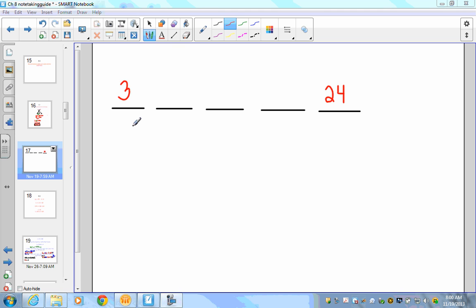For my next problem, I'm dealing with a situation where I have a sequence with my very first number, which is n of 1, and then n of 2, 3, 4. What I'm looking for is D, my common difference. It's not given to me, but there's enough information to figure out what I am dealing with.